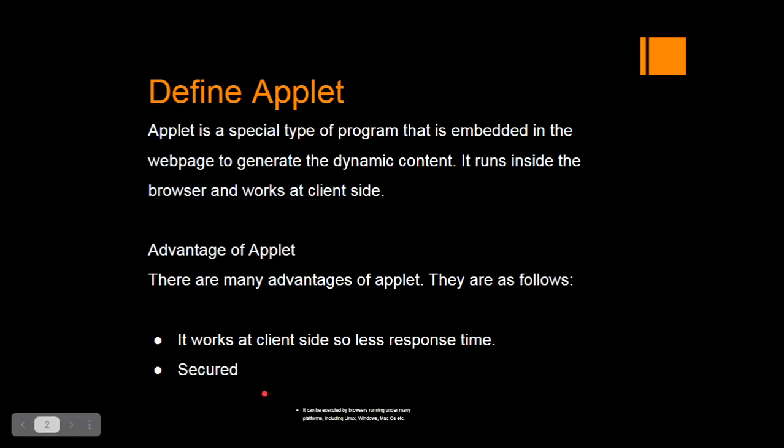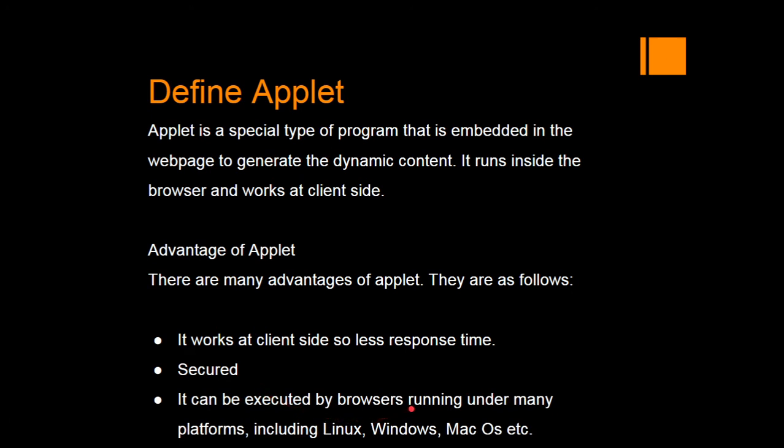It is secure and it can be executed by browsers running under many platforms including Linux, Windows, Mac OS, etc. As we know, Java is a platform independent language. It is also called a cross-platform language because Java uses the JVM that creates bytecode, so these codes are portable. The code generated in one machine can be executed in any other machine. That is, write once, run anywhere.